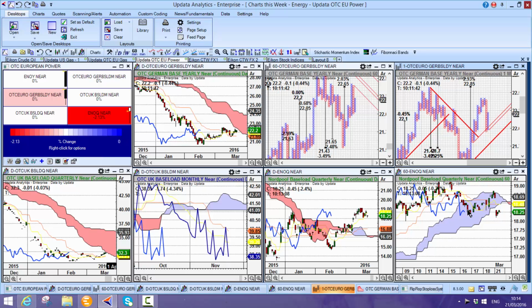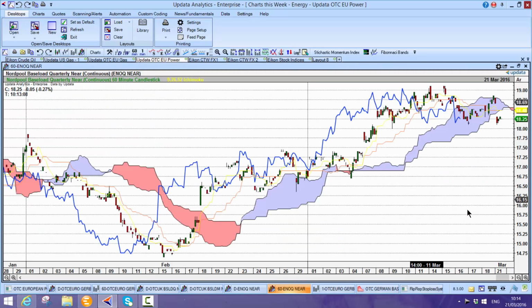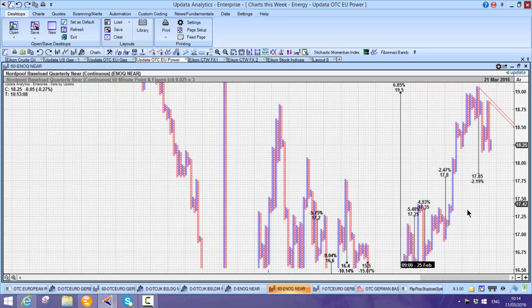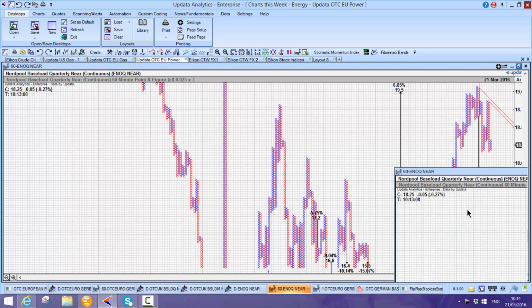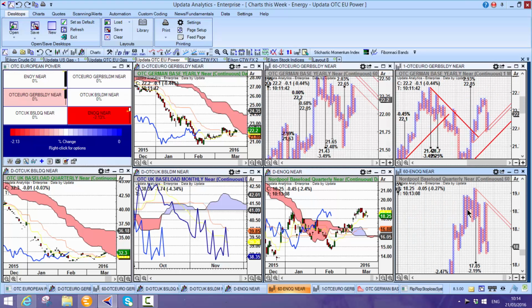UK power below the cloud on the daily and the 60-minute. Nordic power falling back quite heavily this morning, down a couple of percent on the quarterly contract, but still holding up on the 60-minute chart. Shift T, trends and targets, and again, if you're trading Nordic power, go right to the 1 minute chart. This data either coming off your Thomson Reuters icon, or you can run on Montel. It doesn't really matter where you're taking the feed from. You can actually use that feed into Updata.